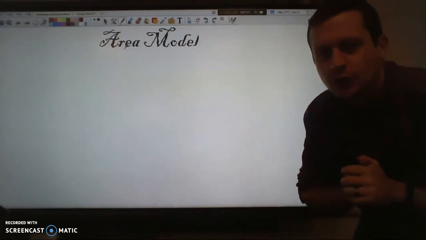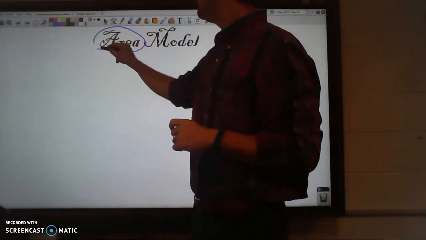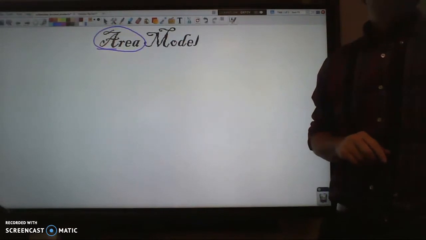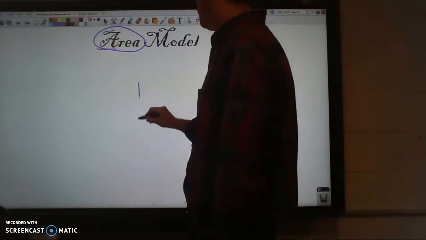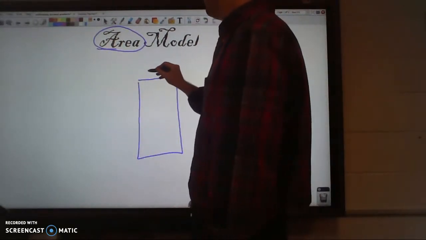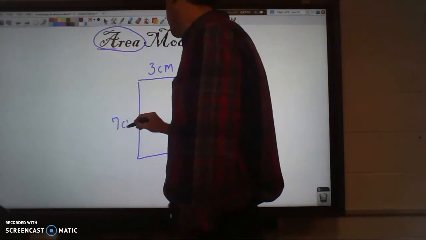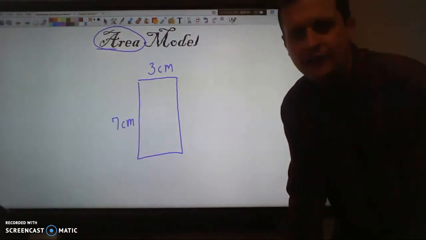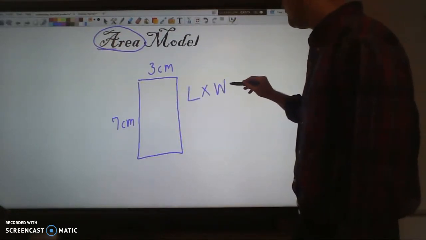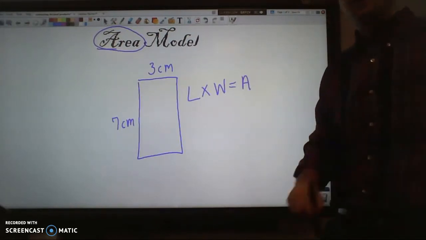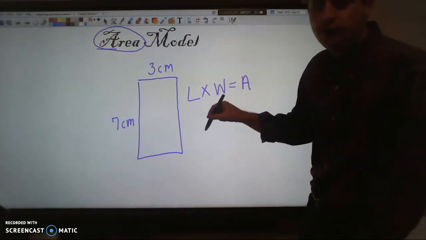All right. So last week we talked about the word area. Remember to find the area, for example, let's say we have a rectangle here, and the length is 3 centimeters and the width is 7 centimeters. If we want to find the area, we do length times width equals area. Remember, L stands for length, W stands for width. Now, this is how you find the area for a rectangle or a square.